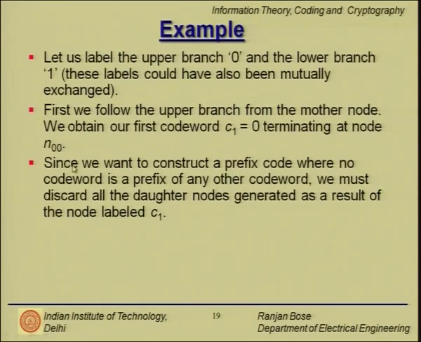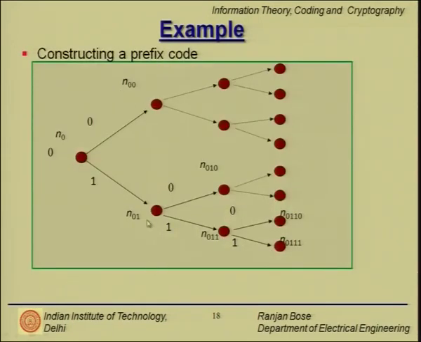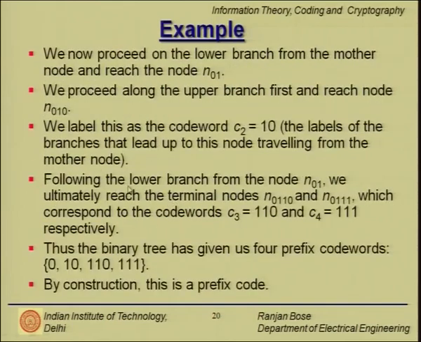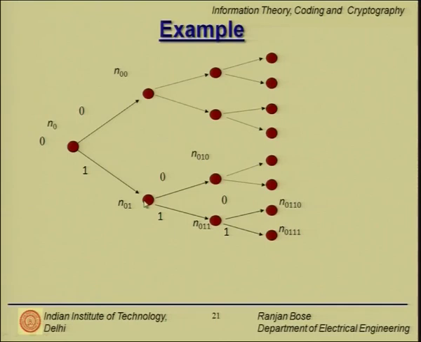So, we have labeled in the previous one n 0 0, n 0 1, n 0 1 0, n 0 1 1, n 0 1 1 0. So, basically n 0 happens to be the mother node, and whatever branch we are taking, we add that branch label to the name of the node. So, this is n 0 1 and so on and so forth. I went up over a 0 branch, I added n 0 1 0, and so on and so forth.